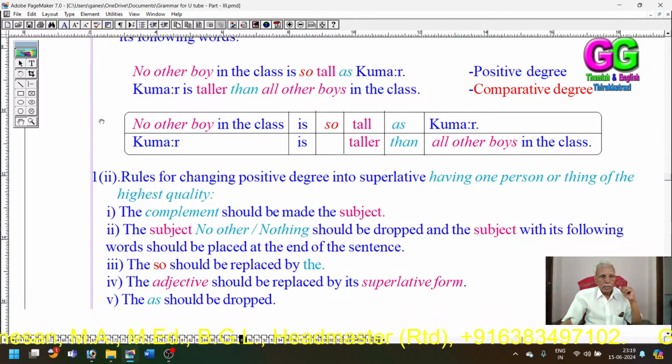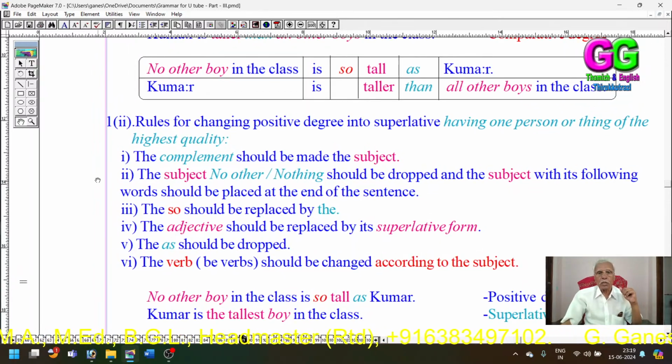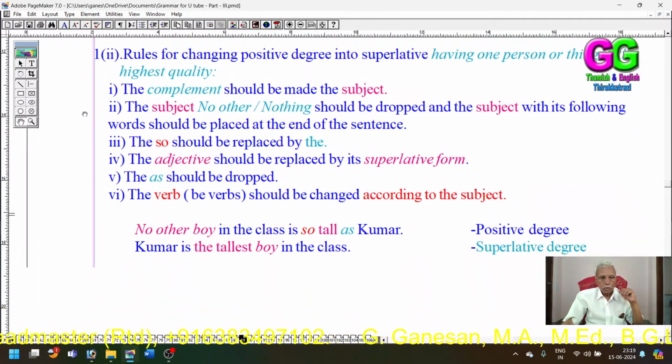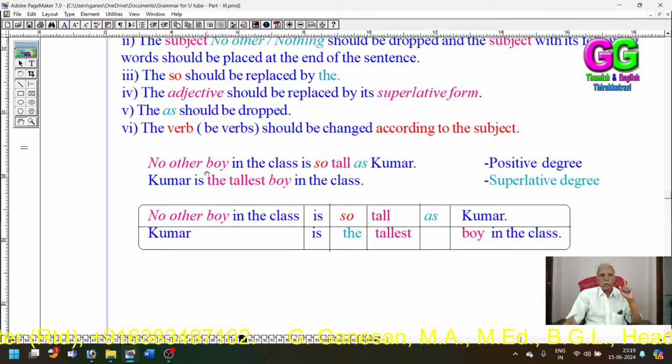Then the second one, the rules for changing a positive degree into a superlative degree. See, the same: no other boy in the class is so tall as Kumar. Its superlative form is: Kumar is the tallest boy in the class. Positive: no other boy in the class is so tall as Kumar. Superlative: Kumar is the tallest boy in the class. What rules have we followed here?